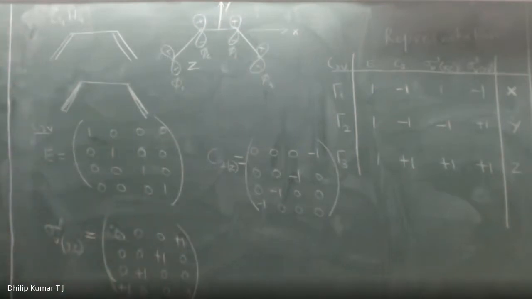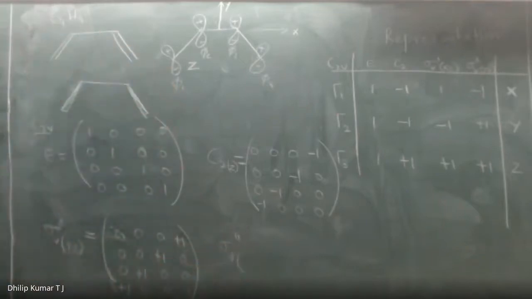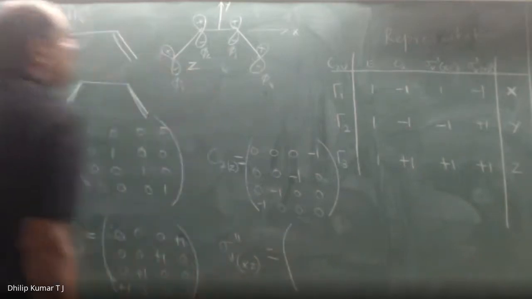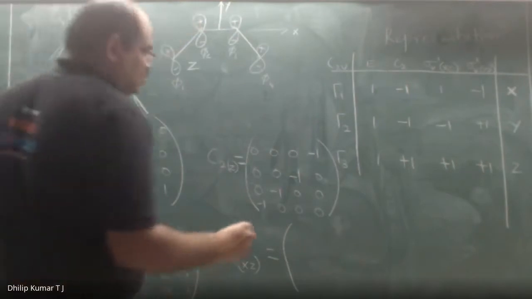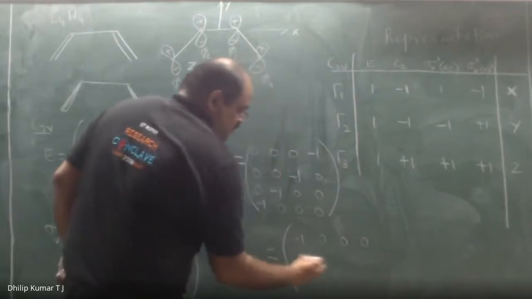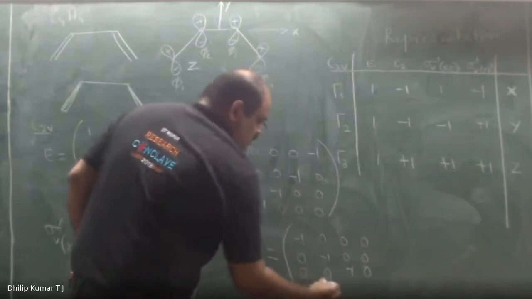This is sigma V prime. Sigma V double prime you can write. This is sigma V double prime, the XZ plane. You're cutting the molecule into 2 along the XZ plane. The lobes are all cut into half. So location is the same, but charges are all changed. 0, 0, minus 1, 0, 0. 0, 0, 0, minus 1. So this is what happens.